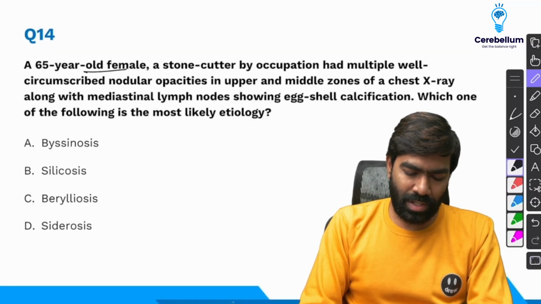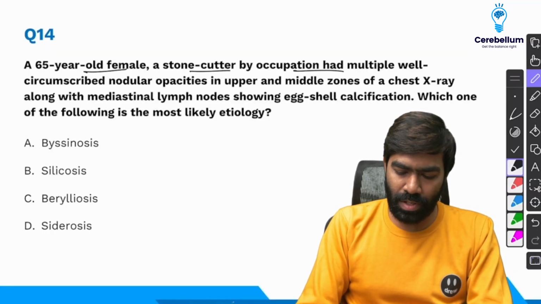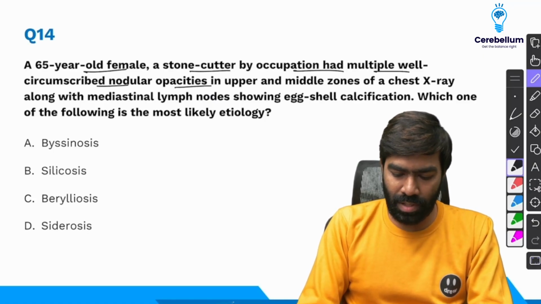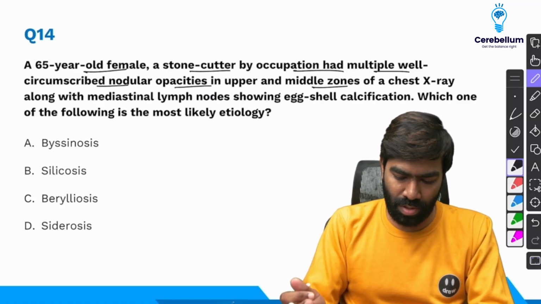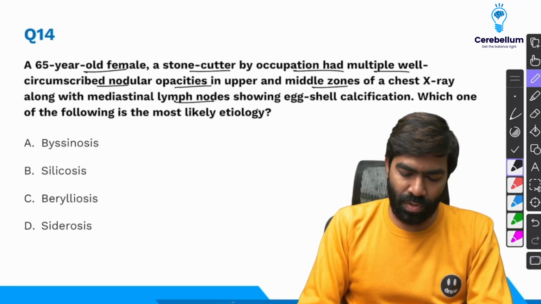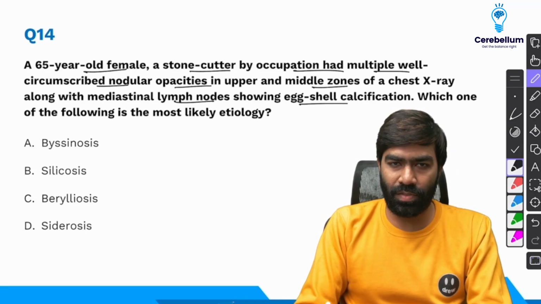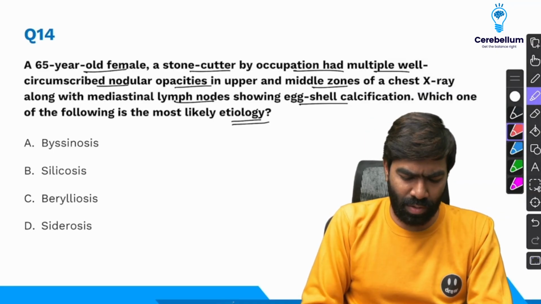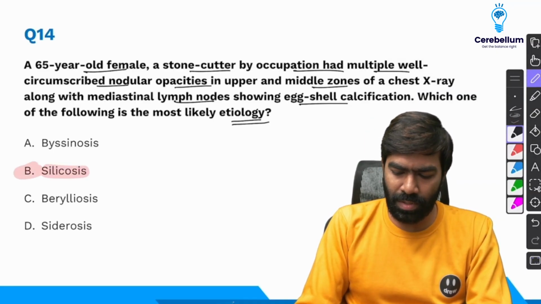Coming to the 14th question. A 65-year-old female, a stone cutter by occupation, has multiple well circumscribed nodular opacities in the upper and middle zones of the chest X-ray along with mediastinal lymph nodes showing eggshell calcification. Which of the following is the most likely etiology? Here there are multiple clues for the diagnosis of silicosis. Right answer for this question is option B, silicosis.